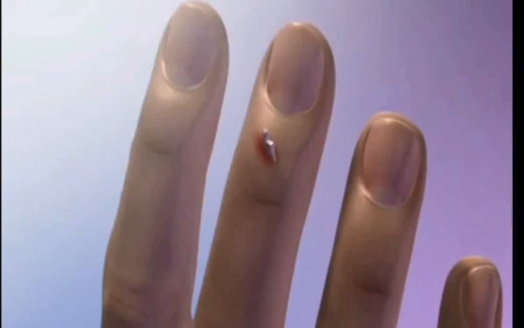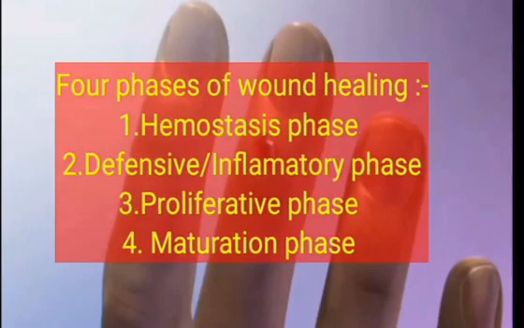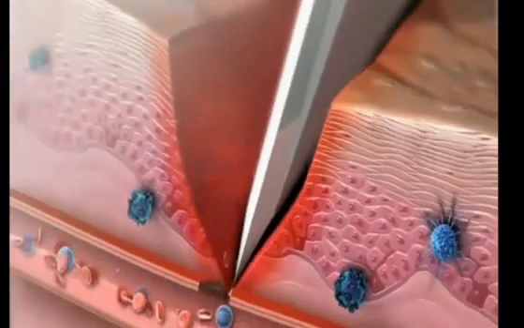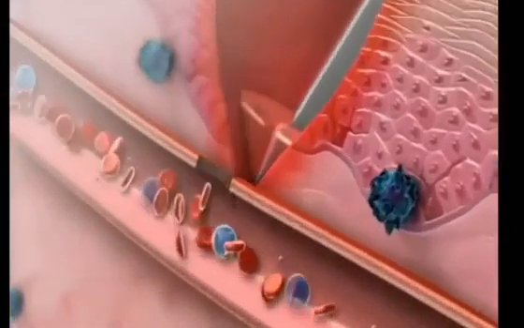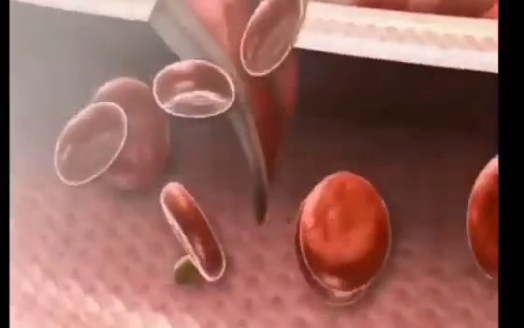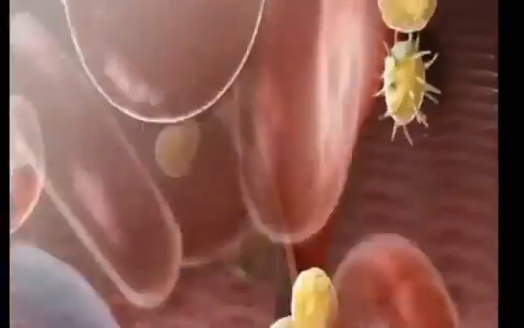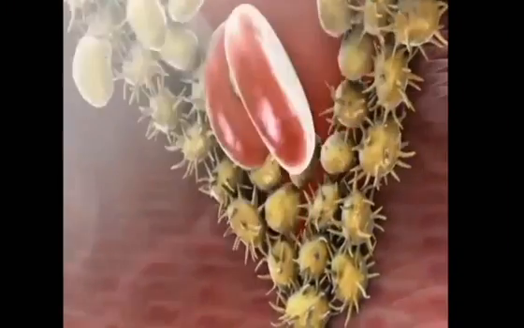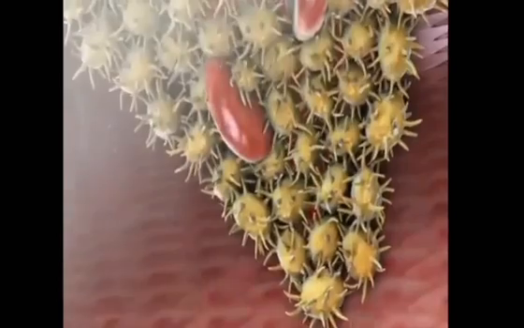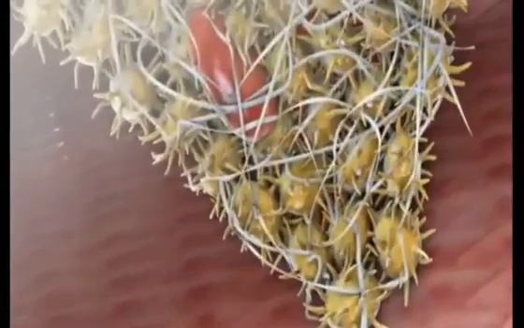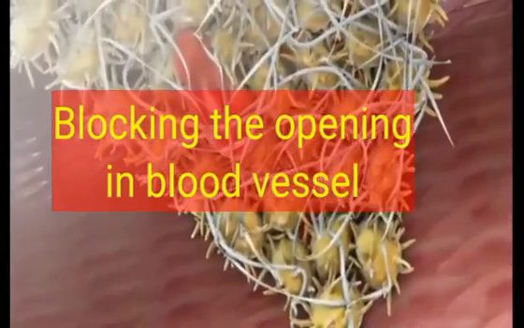The process of wound healing involves four phases. First is the hemostasis phase, second is the defensive or inflammatory phase, third is the proliferative phase, and fourth is the maturation phase. First we will discuss the hemostasis phase. It is the first stage of healing, which starts just after the cut has been received on your hand or any other part of the body. Its main objective is to stop the bleeding which happens after getting the cut or hurt.